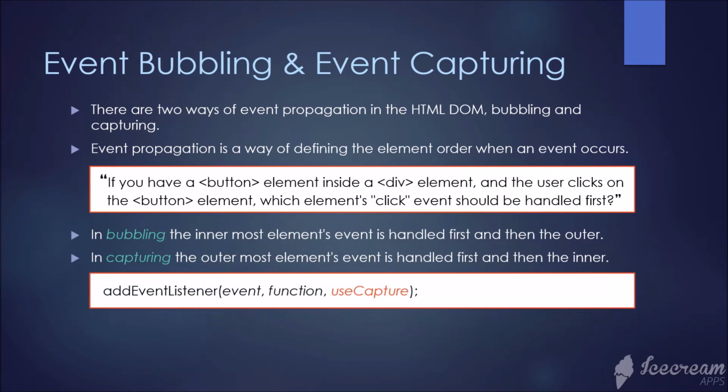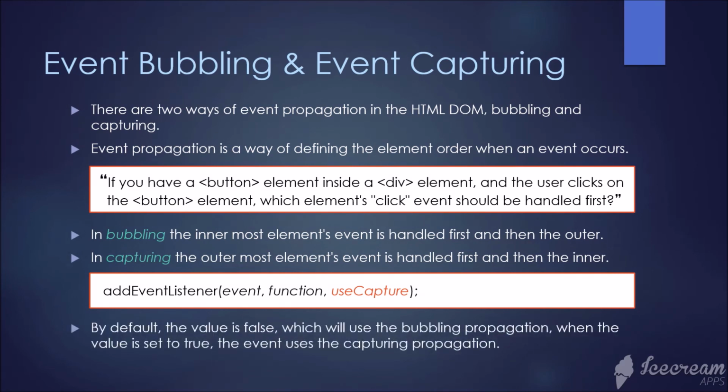Okay, so we have here yung method natin for addEventListener. So, we specify here yung event, then dito naman yung function, then dito natin ilalagay if are we going to use bubbling or capturing. But of course, yung value na ating ilalagay is boolean, which is true or false. So, by default, the value is false, which will use the bubbling propagation. So when the value is set to true, the event uses the capturing propagation. Okay?